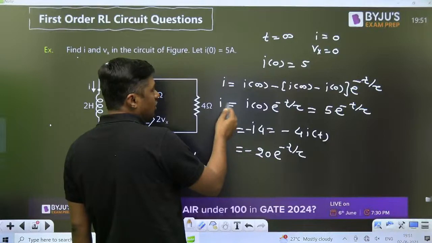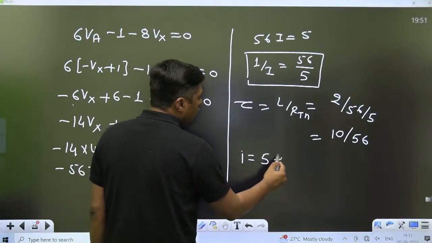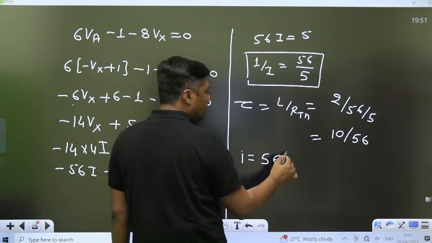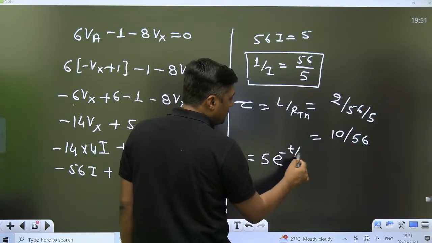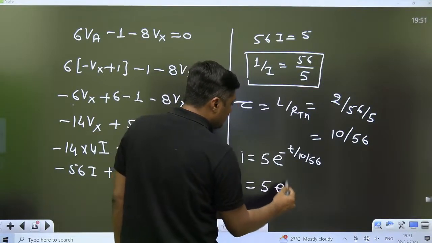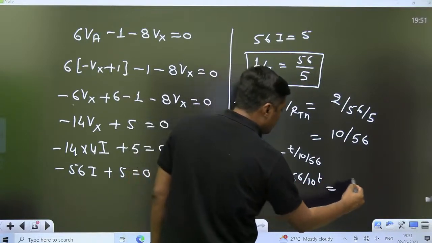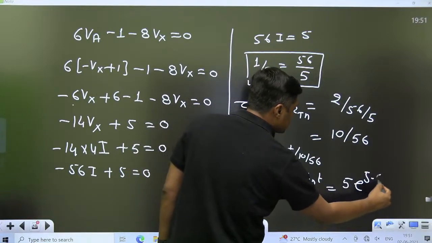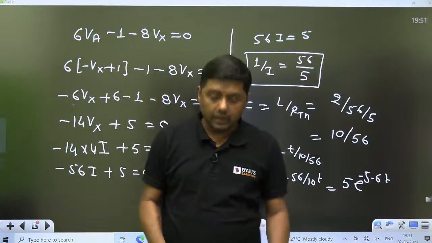What is the equation for the I? 5 times e raised to power minus t by tau. It will become e raised to minus t by tau, 10 by 56. So we can write 56 divided by 10t, and that is nothing but 5.6t u. Okay, so this type of equation you will get.